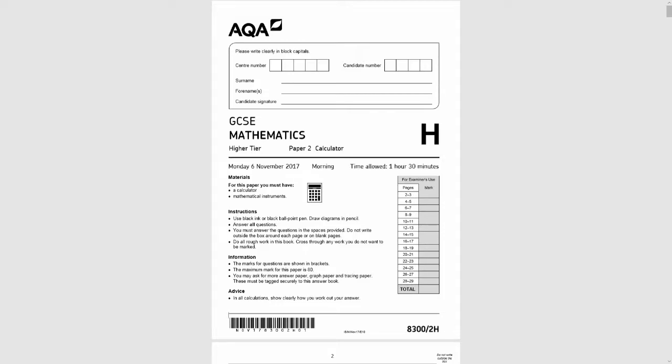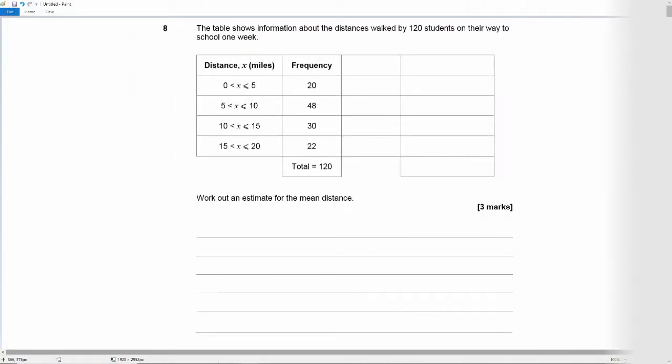This is the second paper in the higher tier. It's the November 2017 past papers. It is a calculator paper, so we are allowed to use calculators. And we're picking up in question 8.